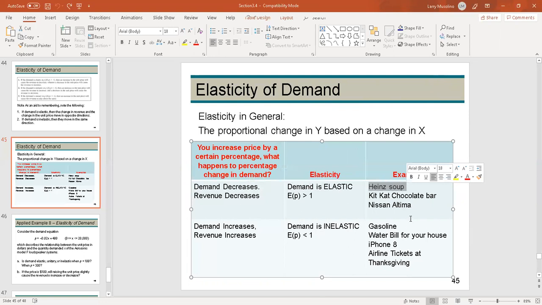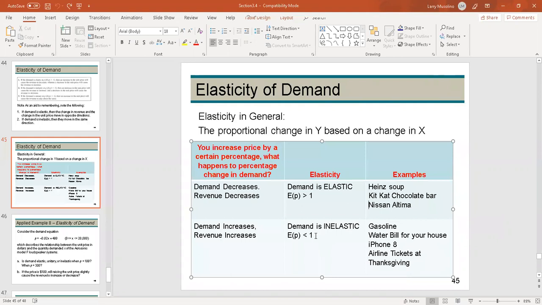Imagine Heinz soup increases their price. They expect the revenue to increase. Well, people can buy other soups. The same with a Nissan Altima. If Nissan increases their price by a certain percentage, people might turn and buy other types of cars.